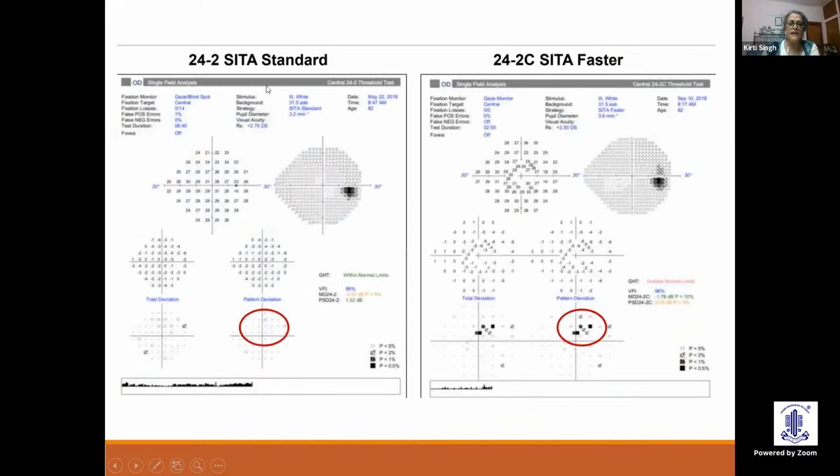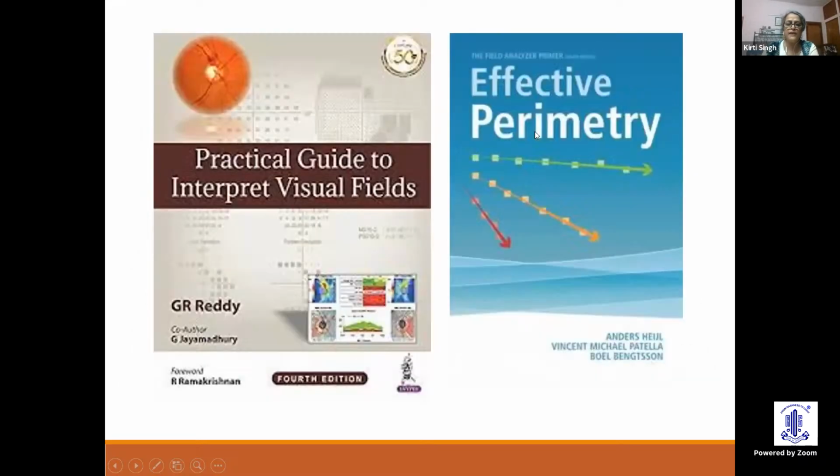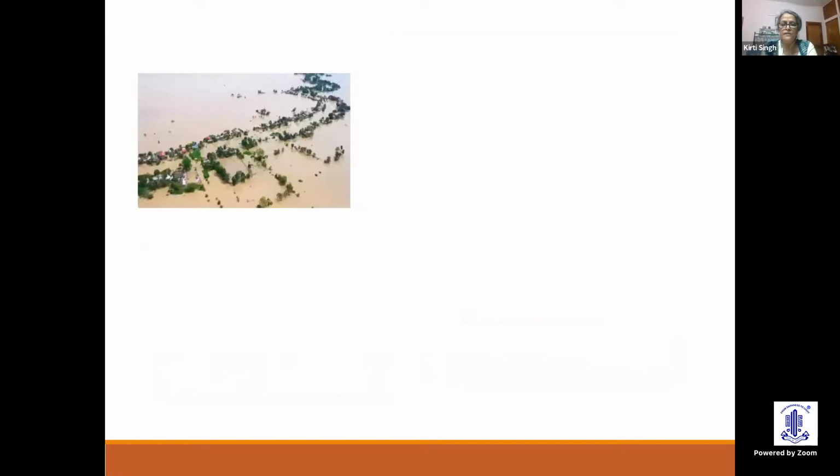This is the SITA standard for 24-2, and this is 24-2C. Can you see this pattern? This pattern would be done in SITA Faster, and you can see that the 24-2 can't pick up the visual field defects, but 24-2C SITA Faster has picked up. So 24-2C is coming up very recently as the new modality. However, it still has to pass the test of time. And for people who want to read, this practical guide to interpret visual fields by Reddy and Effective Perimetry by Heijl is one of the good resource materials.